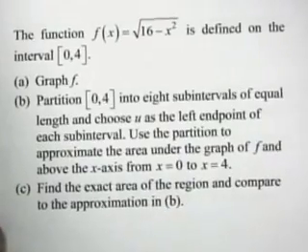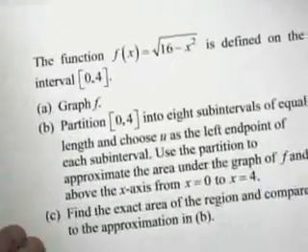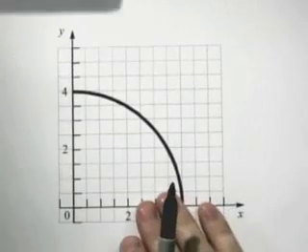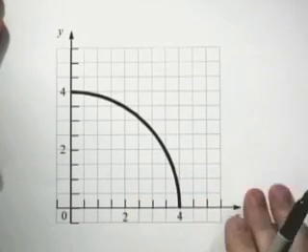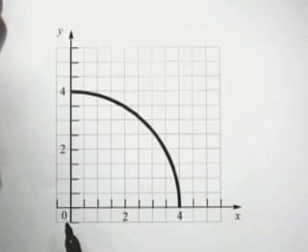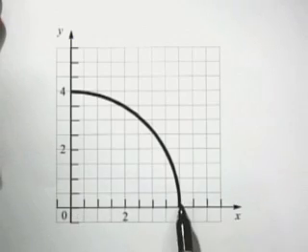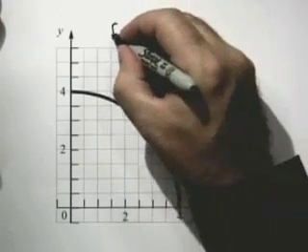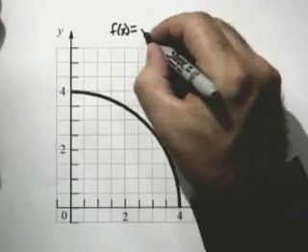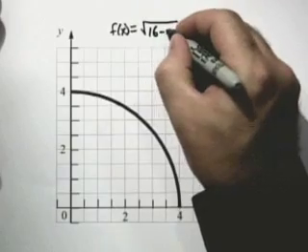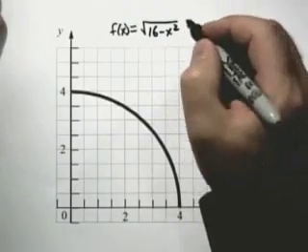We can graph the function in the usual manner by plotting points. If we do that, we get a graph that looks like this. Notice we've restricted our values for x from 0 to 4, and this is the graph of f of x equals the square root of 16 minus x squared.